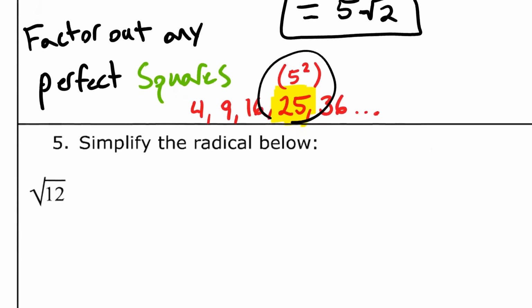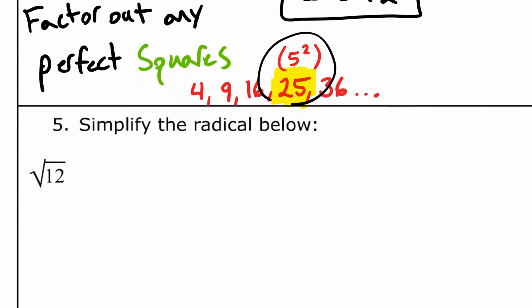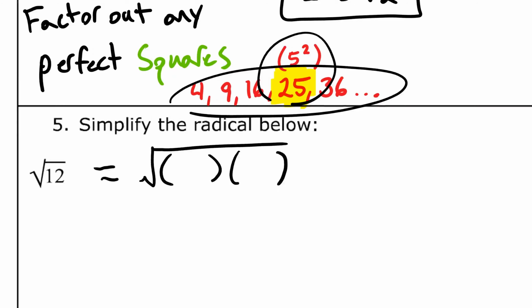We're also going to need to factor out any perfect squares, so I'll leave that on screen. So we're looking for two numbers that I can multiply together to get 12, and one of them has to be from this list of perfect squares. Notice that the number 12 is pretty small. In fact, we only have two options, 4 or 9, and only one of them is going to work.